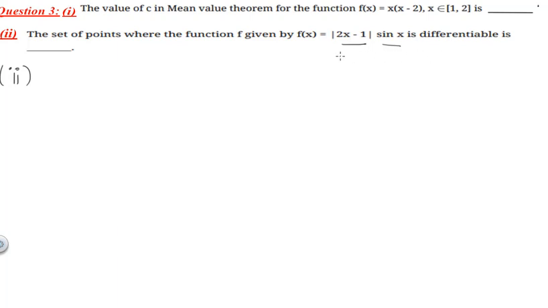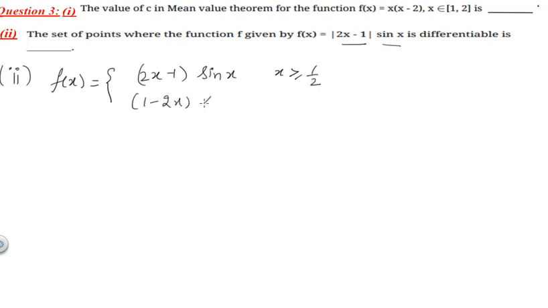Then we have to check for differentiability, right? So let us first differentiate it. If I break the modulus, what will be f of x? It will be (2x minus 1) sin x for x greater than or equal to half. And for negative it will be (1 minus 2x) sin x when x is less than half. Clear?